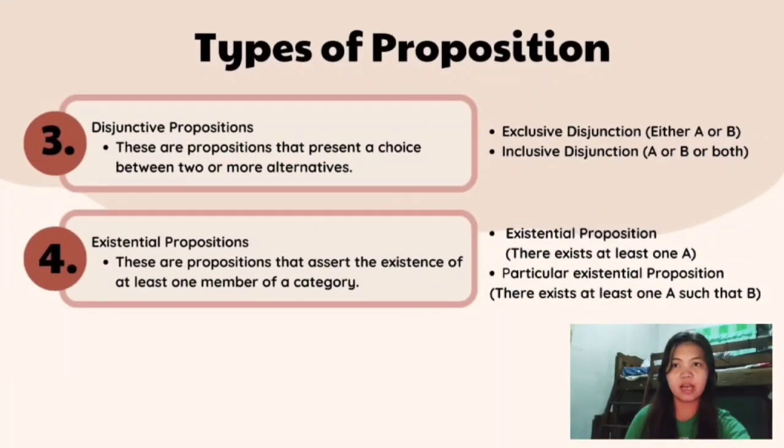And the third one is disjunctive propositions. These are propositions that present a choice between two or more alternatives. They can also be of two types. The first one is exclusive disjunction, or either A or B. It is a disjunctive proposition that asserts that only one of the alternatives presented is true. For example, either the candidate will win the election or they will lose.